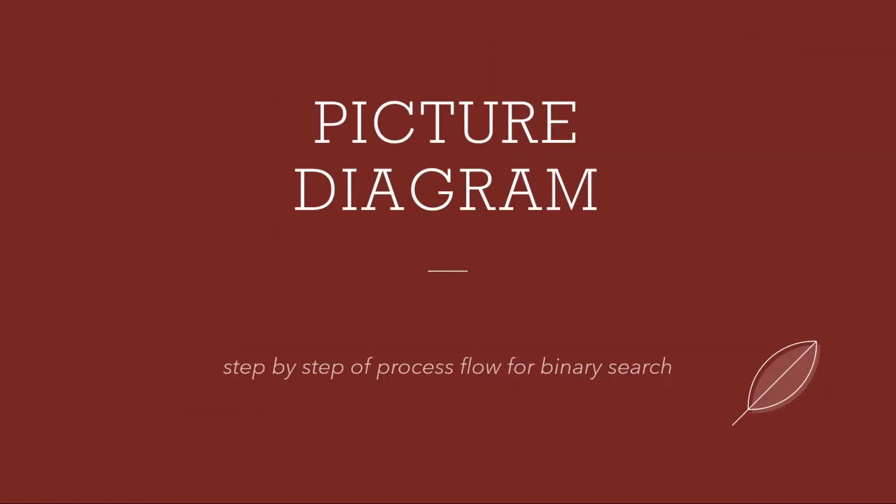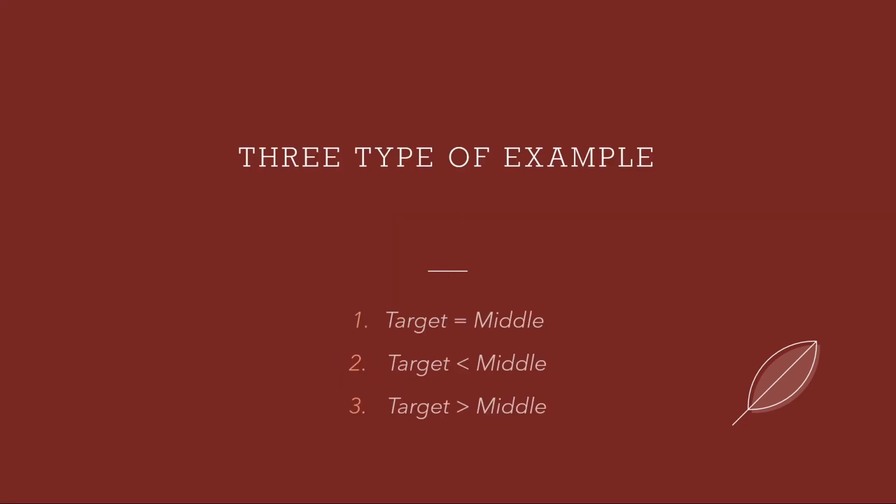The algorithm that our group chose is binary search. Now, I will present a picture diagram to explain the step-by-step process flow for binary search. In my presentation, I will look at three types of example. First type is target same as middle. Second is target less than middle. And the last one is target larger than middle.